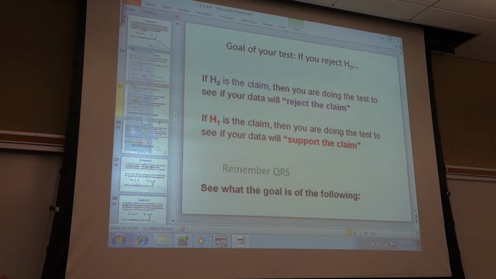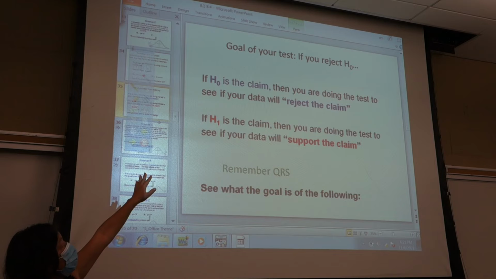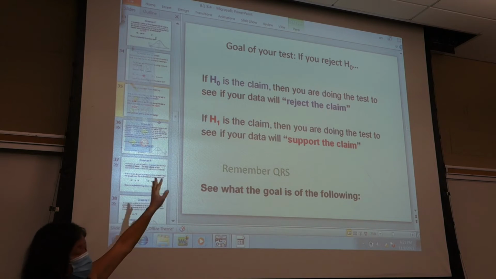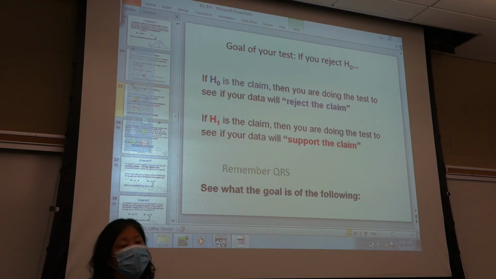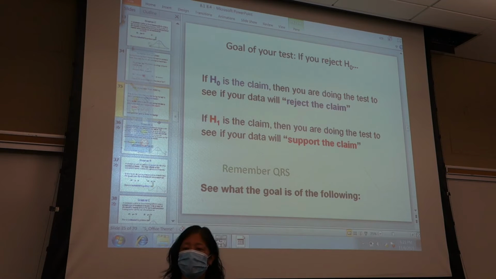So the idea is, for the summary, if the goal of your test is to reject, it depends upon what happens if you reject H naught. If H naught is my claim, then rejecting H naught does what to my claim? H naught's my claim, so if I reject H naught, what happens to my claim?